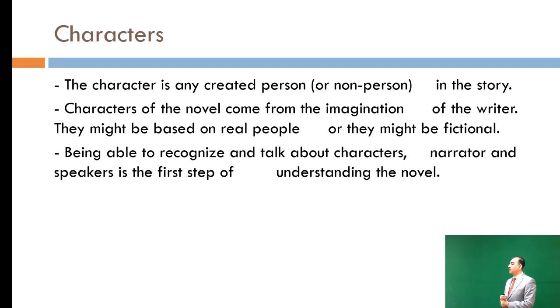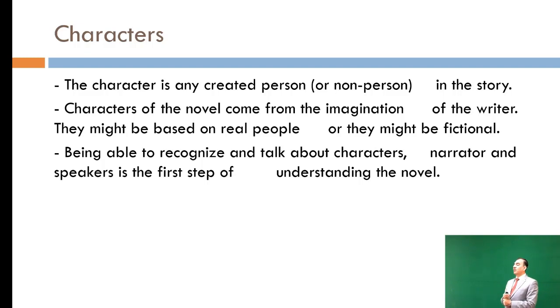So let's start with the first element of the novel, which is the character or the characters. The character is any created person, or sometimes in some stories characters are non-person. Characters of the novel come from the imagination of the writer. They might be based on real people, or they might be fictional. Being able to recognize and talk about characters, narrator, and speaker is the first step of understanding the novel.